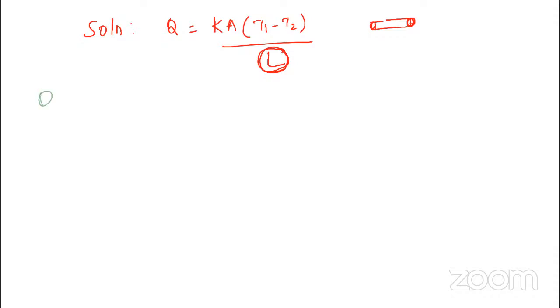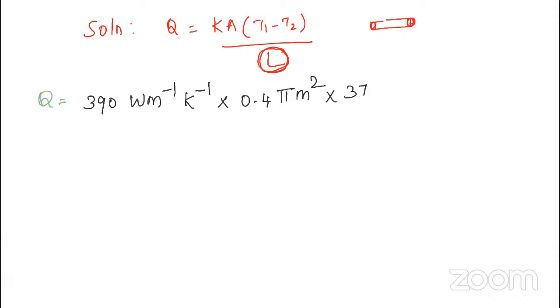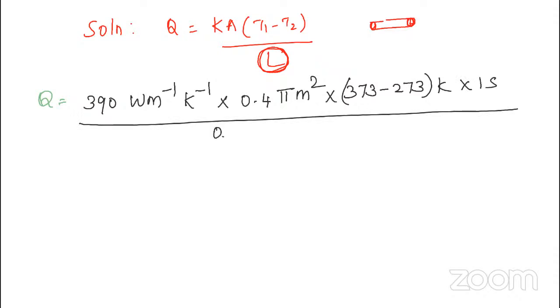So let us now substitute in this formula. K is 390 watt meter power minus 1 Kelvin power minus 1, into 0.45 meter square, into 373 minus 273 Kelvin, into 1 second, divided by 0.005 meter.